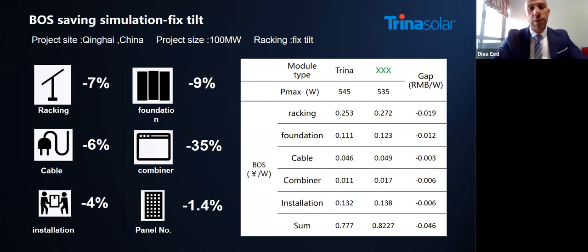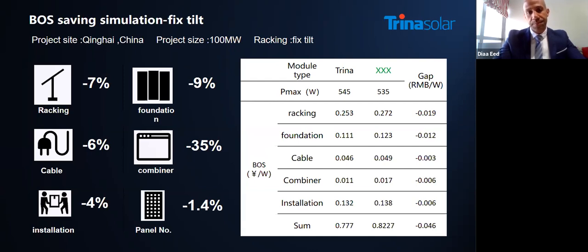We can see that when you are using the 210 modules, you have 7% less racking, 9% less foundations, 6% less cables, and 35% fewer combiner boxes. The installation is less because of the center frame, lighter modules, easy handling, and the number of panels also decreased by 1.4. So comparing the Trina 545 to XYZ 535 companies, you will find the total impact is $0.046 per watt.